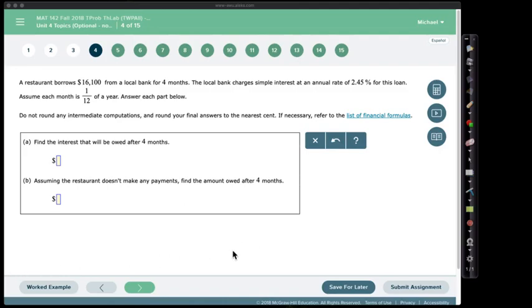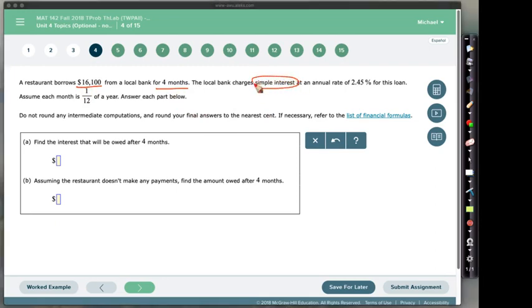Here we have question number 4. So again, we will pick out the numbers. Here's 16,100. We've got 4 months. While we're scanning over this, we notice it's simple interest. We've got an interest rate, and we've got something that says 1/12 of a year. Okay. Before we start calculating too much, it's always good to see what we're looking for.